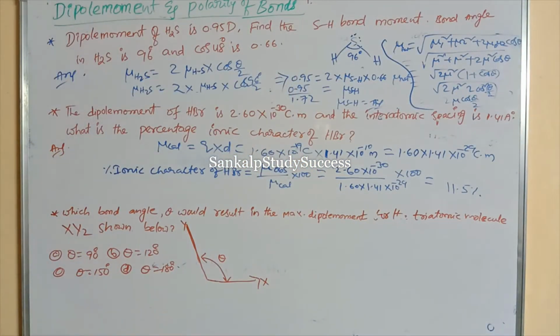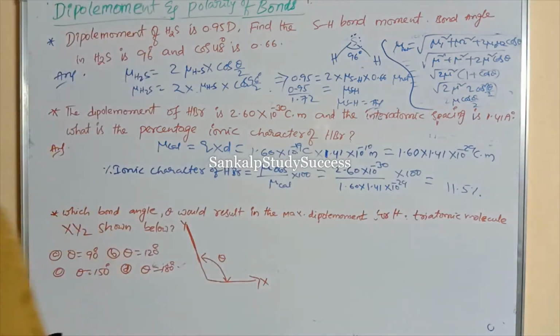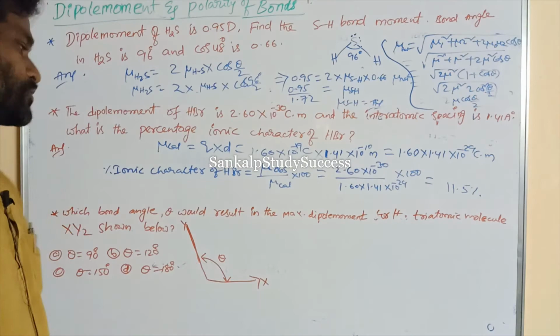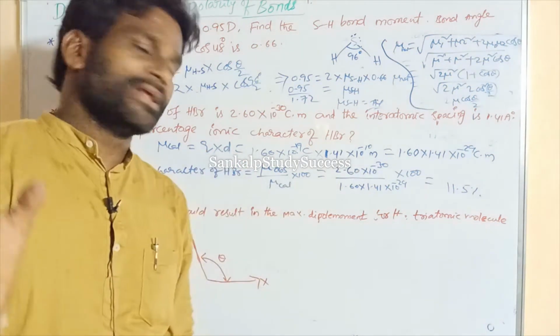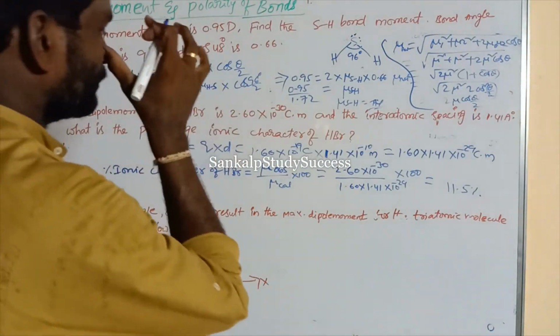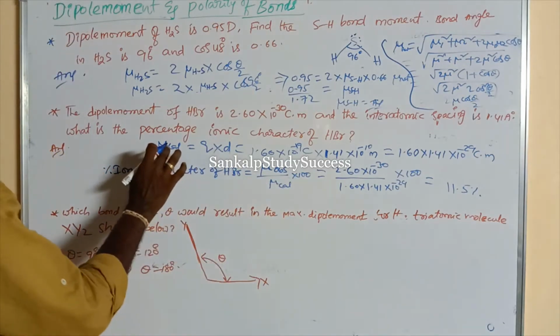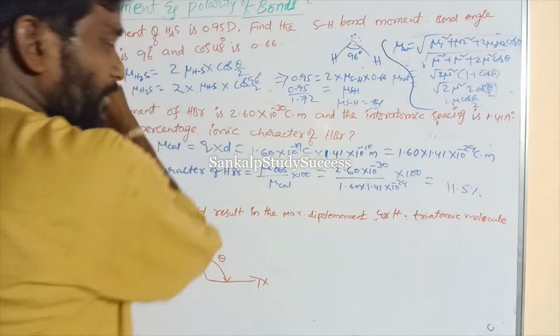So once again, the dipole moment of HBr is 2.60 into 10 to the power minus 30 coulomb meter and the interatomic spacing is 1.41 angstrom. What is the percentage of ionic character of HBr? Percentage of ionic character of HBr is equal to mu observed by mu calculated into 100. Mu observed value is given in the sum. First of all, we calculate the dipole moment of HBr, Q into D.